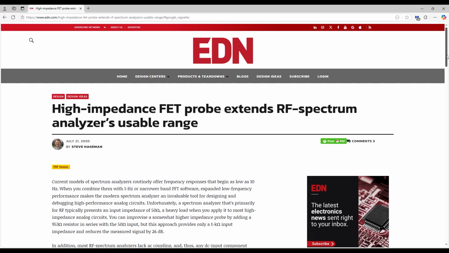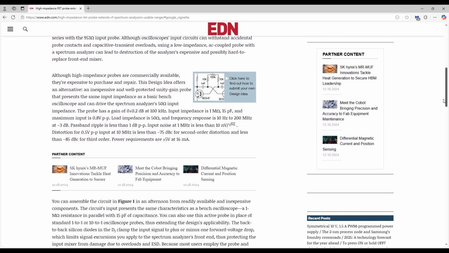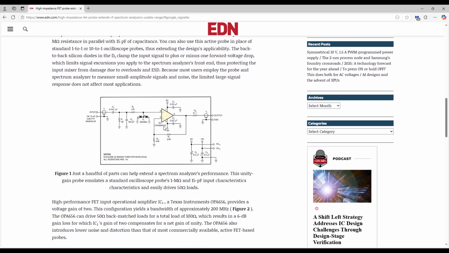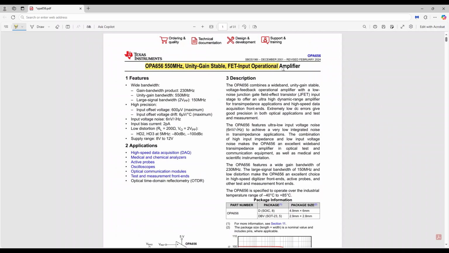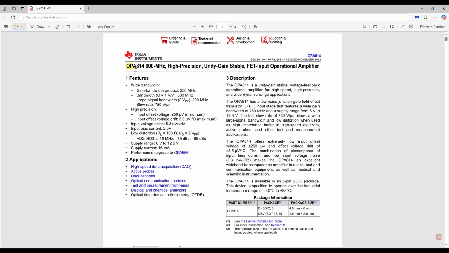And lastly, probe design number 3. This is a 2005 design by Steve Hageman. It's built around the OPA 656 op amp, which is a high-speed FET device made by TI with active probes listed as one of the target applications. Or at least it was made by TI. It's now obsolete, but fortunately there is a suggested newer replacement, the OPA 814, and it looks like it'll work just fine.